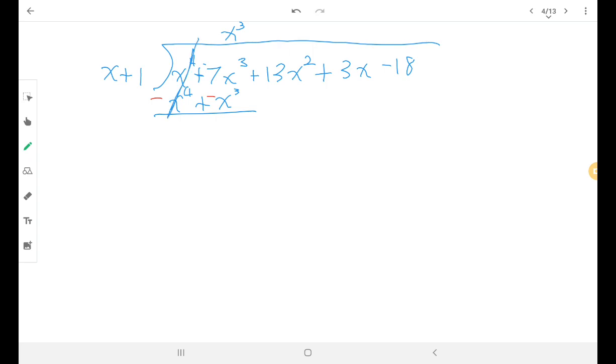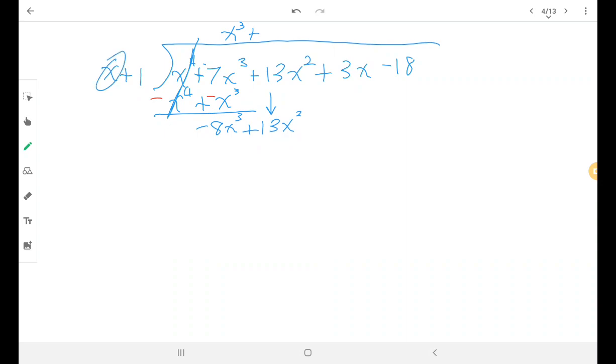These two cancel. They better cancel. I designed it so that they would cancel. And then negative 7x cubed plus negative x cubed is negative 8x cubed. And I want to bring down the plus 13x squared. I'm going to put a plus up here, and I'm going to start the whole game over again.